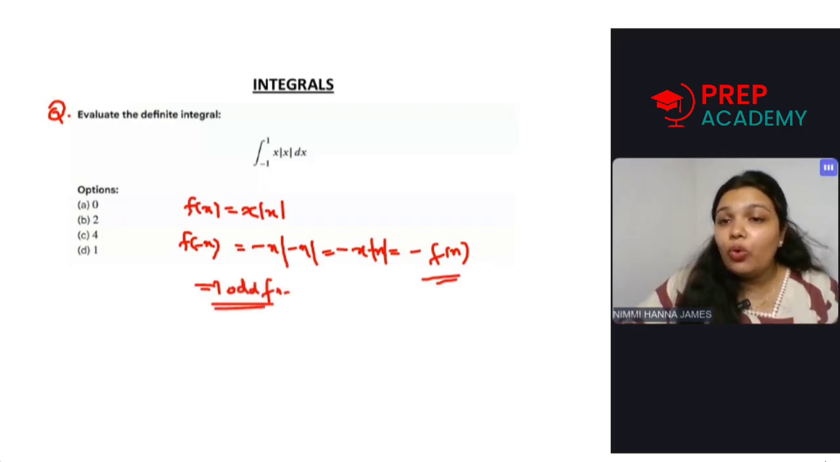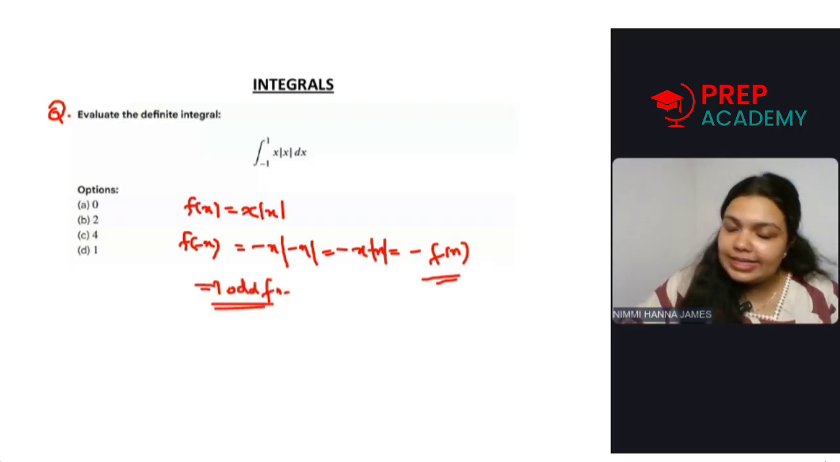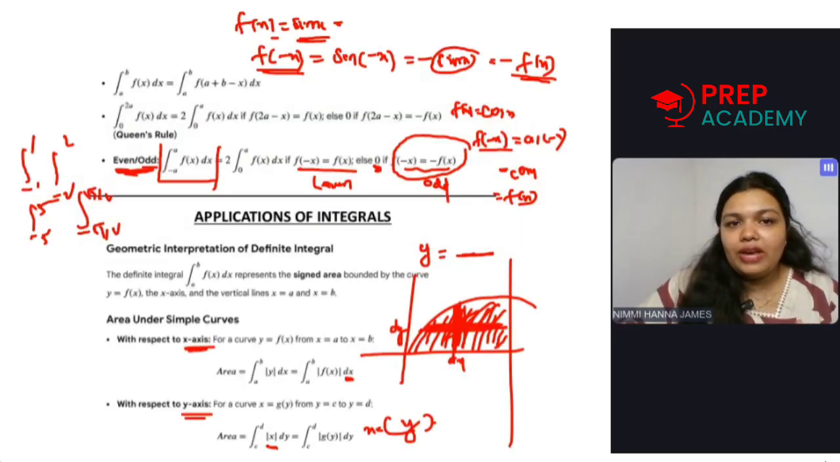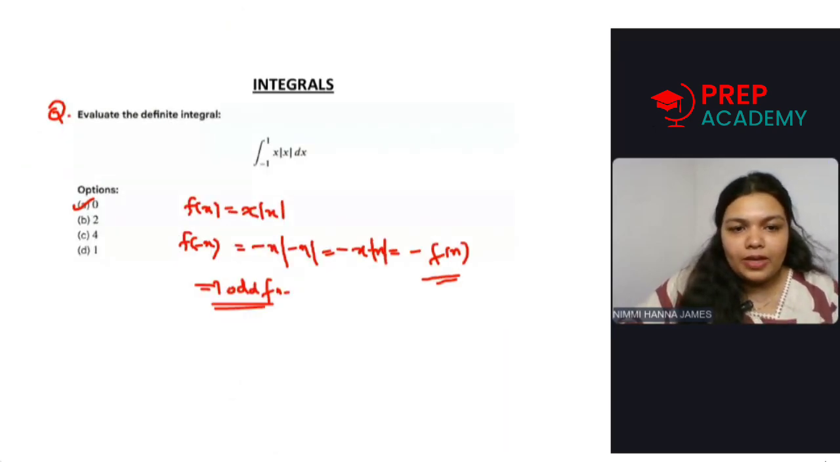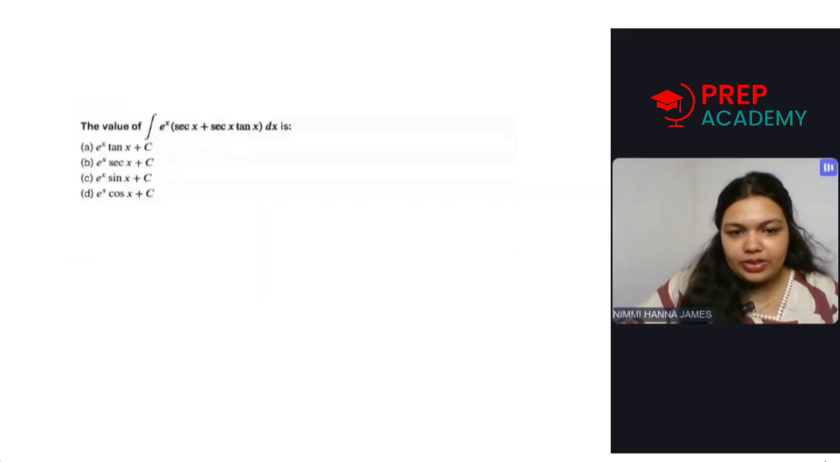And what did I say about the integral value of odd functions? 0. Okay, so the option is 0. You don't have to think of anything else. If the function is odd, it is 0. So 0 is the answer.